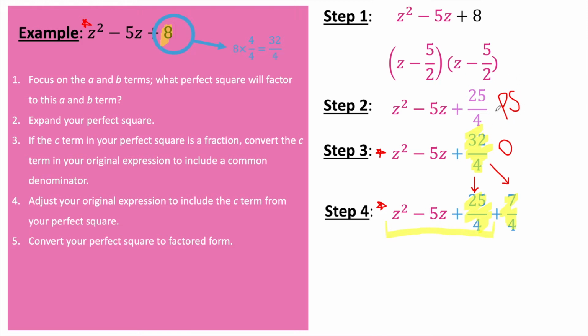If you look back up to where I wrote PS, perfect square, that is represented in my original expression. So I can simply rewrite the standard form of my perfect square in factored form, which we found in step 1, z minus 5 over 2 squared, plus 7 over 4, which I got as the remainder from step 4. So, to summarize, I have my perfect square plus the remainder, which I calculated by rewriting my original expression to include the standard form of the perfect square I found in step 1.